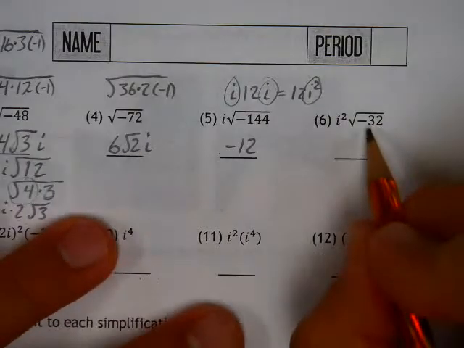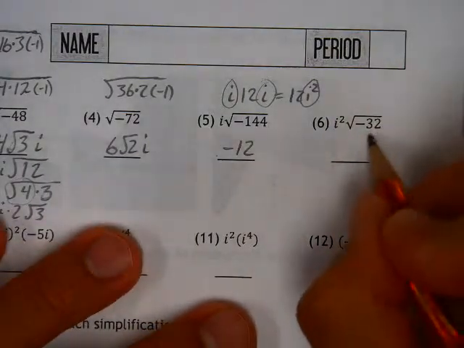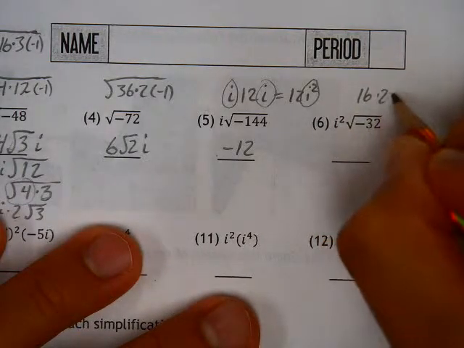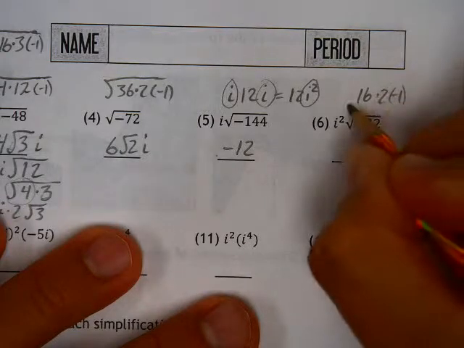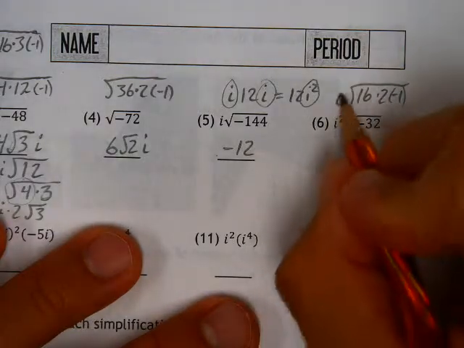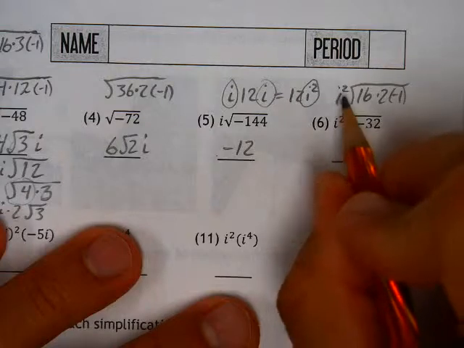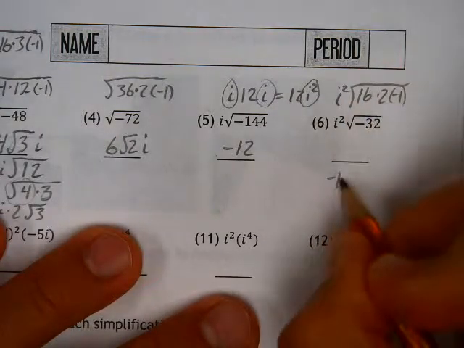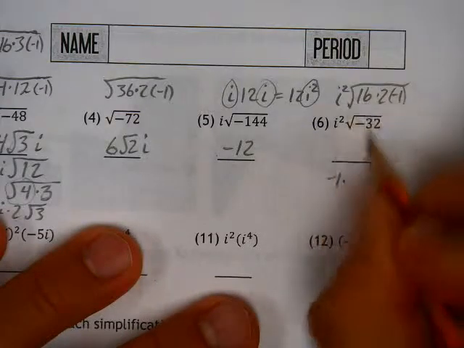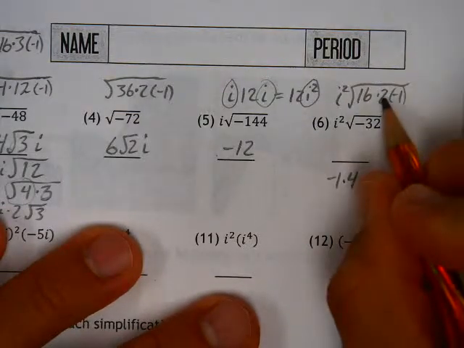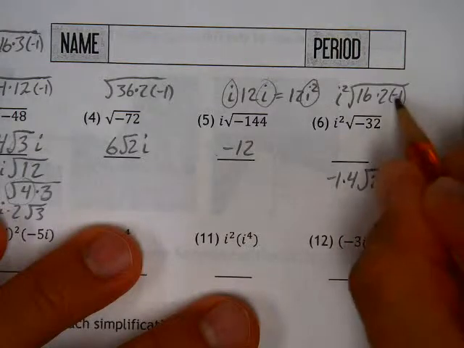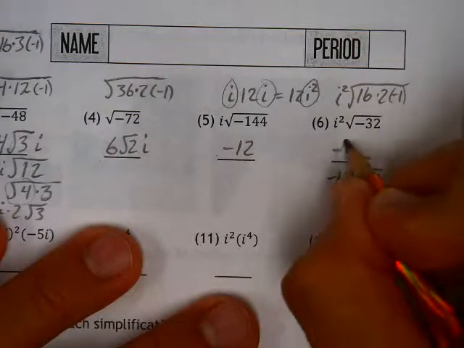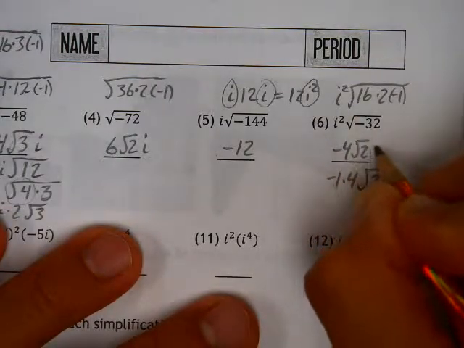The last thing here is if we got 32, 16 goes into 32. So I've got 16 times 2 times -1. I've got the i squared out in front. Remember what i squared is? It's equal to -1. So I've got a -1 times the square root of 16, which is 4. The square root of 2 is the square root of 2. And then the -1 means there's another i out in front. So this becomes -4 times the square root of 2 times i.